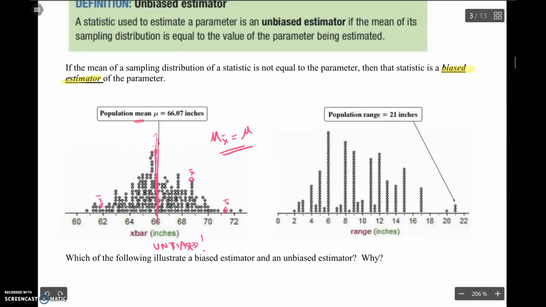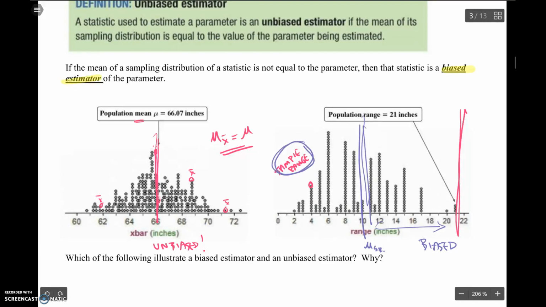Over here, if we take a look at the population range, these are probably sample ranges. Each one of these is a little sample range. I don't have a symbol for that, so I'll just write the words down. This is a collection of sample ranges. So the true population range is here. And our sample ranges, if we take a look at the mean of my sample ranges, that's going to be over here somewhere. So the mean of my sample ranges is definitely not equal to the population range. So this would be a biased estimator. Basically, my sample ranges will not be a good estimator for my population range.